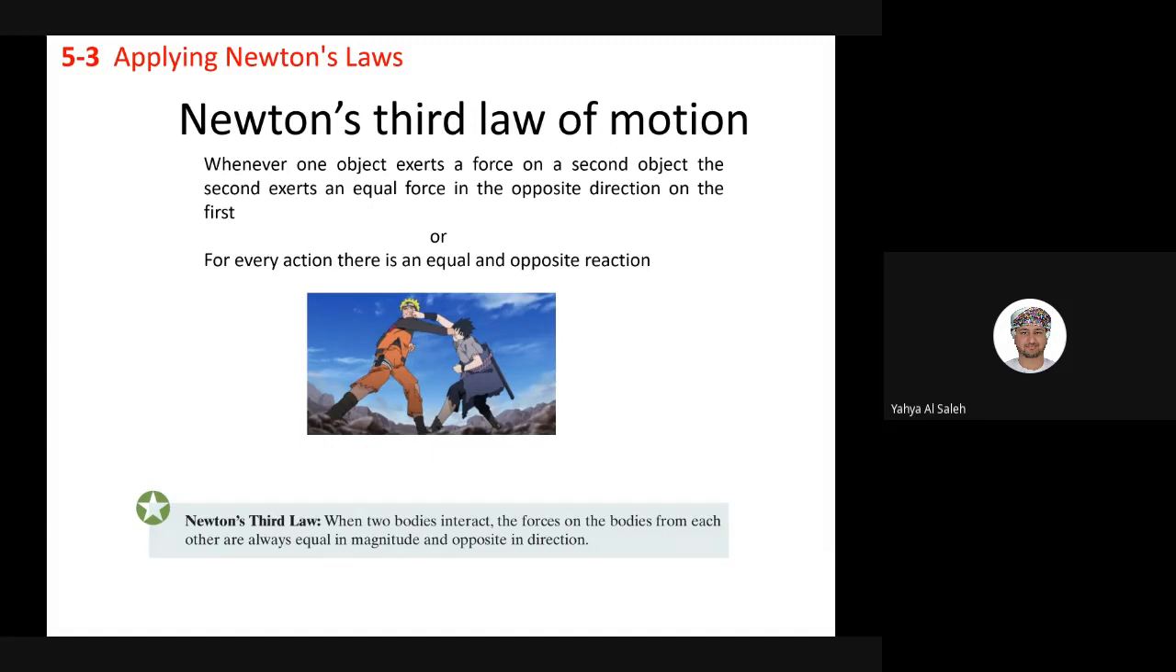The formal definition is when two bodies interact, the forces on the bodies from each other are always equal in magnitude and opposite in direction. I like to think of it in a different way. It makes it more fun.